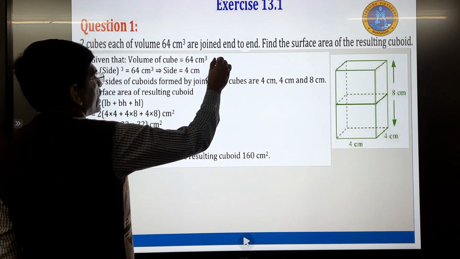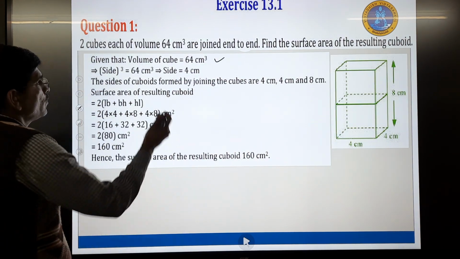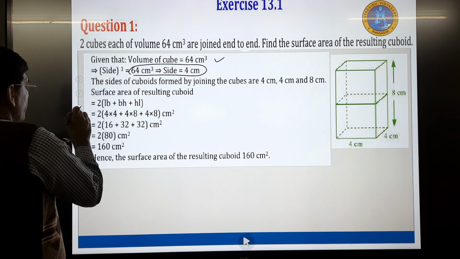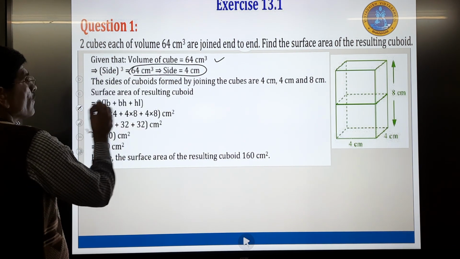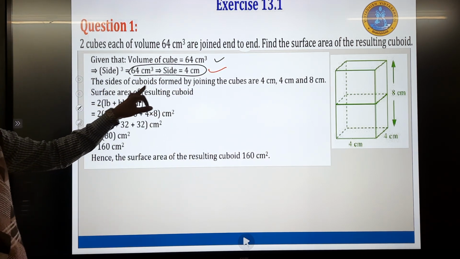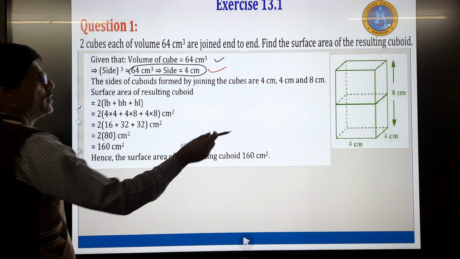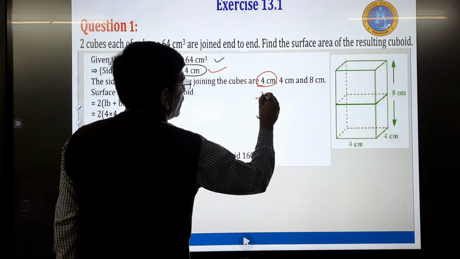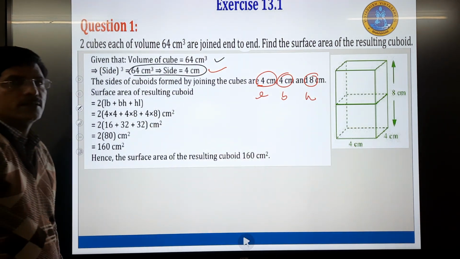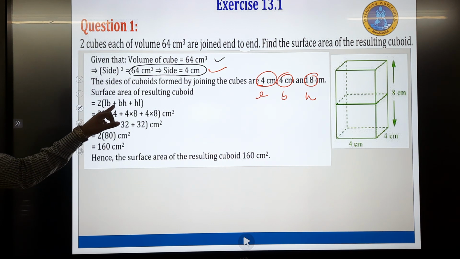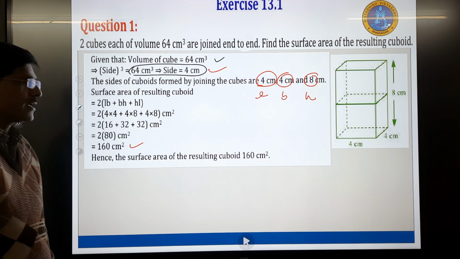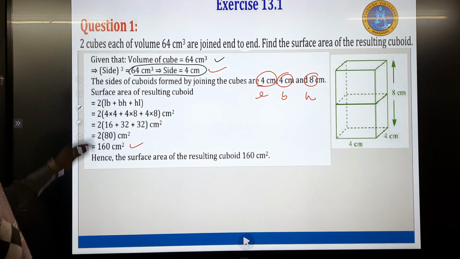Again, the volume of the cube is 64 centimeter cube. So we apply it here. The sides of the cuboid formed by joining the two cubes are L, B and H. So 2 into (LB plus BH plus HL), you will get the answer in centimeter square.